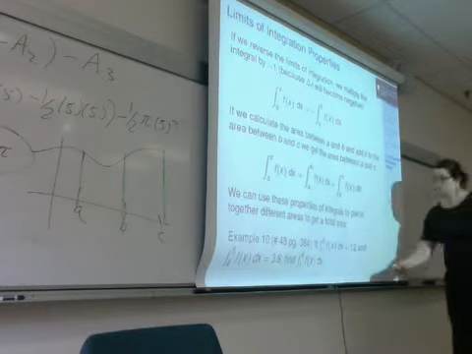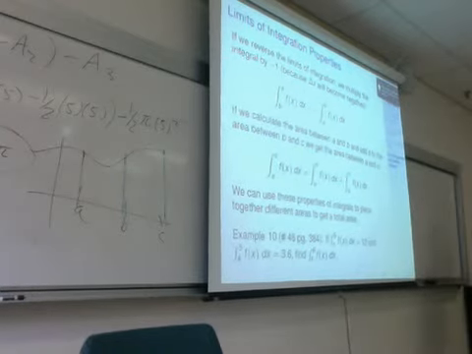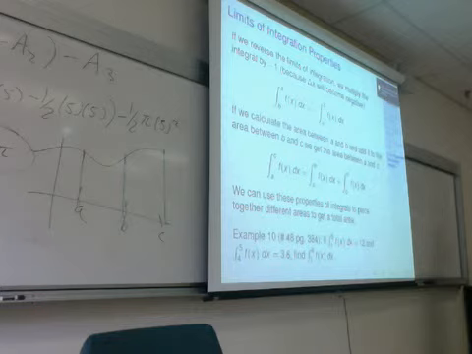Here we go. We know what the integral from 1 to 5 is. The integral from 1 to 5 is 12. The integral from 4 to 5 is 3.6. And they want you to find the integral from 1 to 4. Well, the key thing is this.